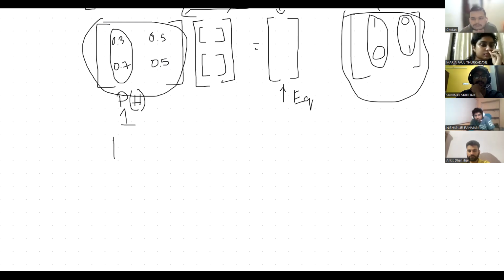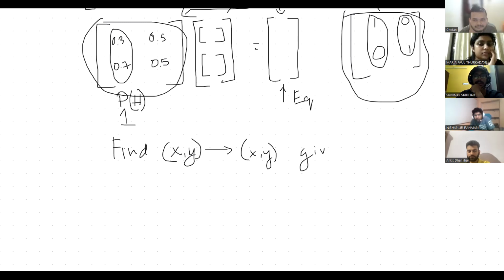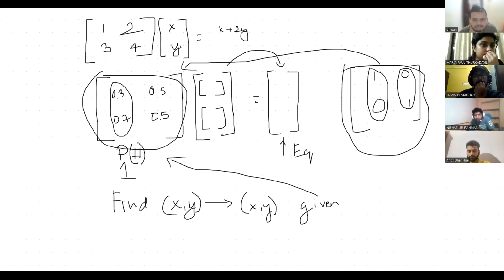Find x comma y, which are inputs that map to itself, given such a matrix.